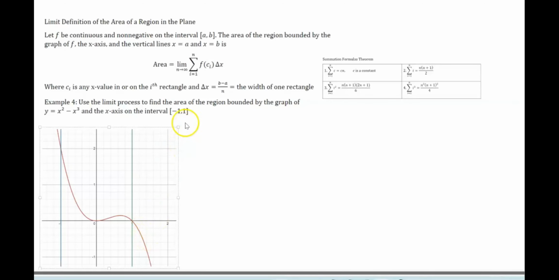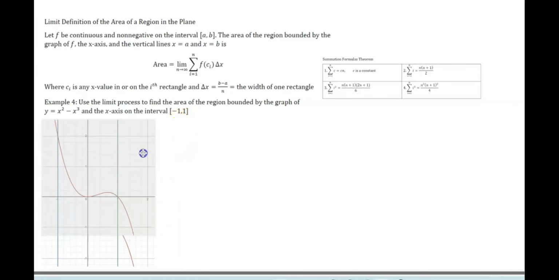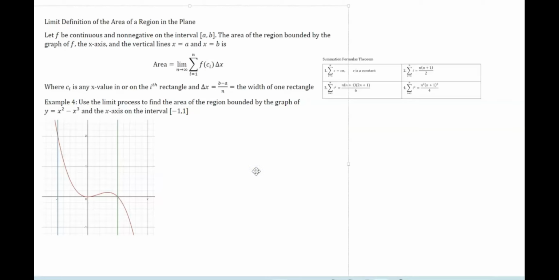In this video, we're going to look at example 4 from lesson 18. I think one of the first examples that we looked at in lesson 18 together was an example of using this limit definition to find the area under a curve. But let's also look at this one here.